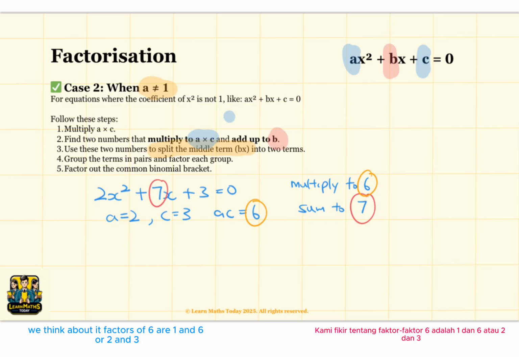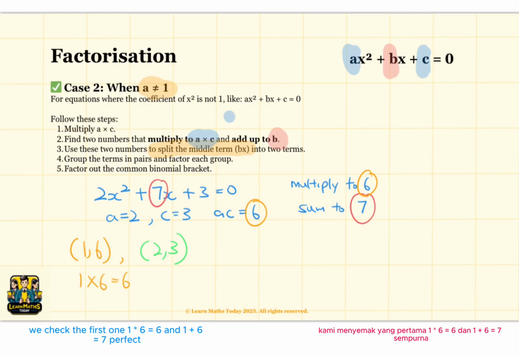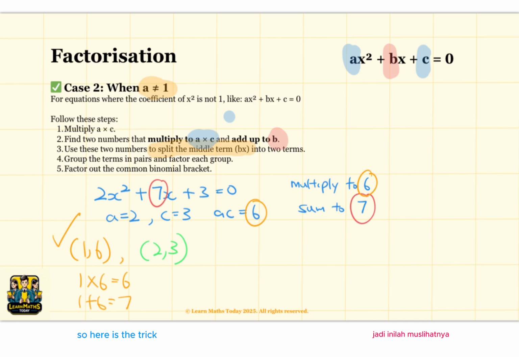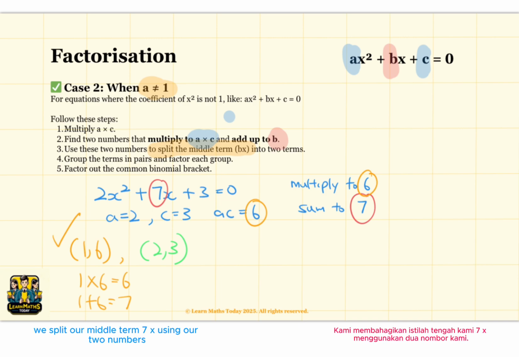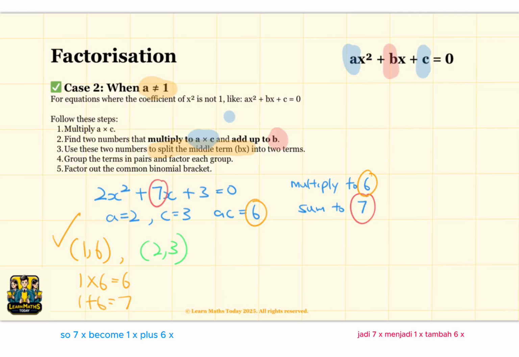We think about it. Factors of 6 are 1 and 6, or 2 and 3. We check the first one. 1 times 6 equals 6, and 1 plus 6 equals 7. Perfect. So here is the trick. We split our middle term, 7x, using our two numbers. So 7x becomes 1x plus 6x. Our equation becomes 2x squared plus 1x plus 6x plus 3 equals 0.